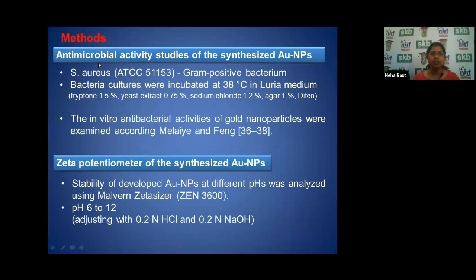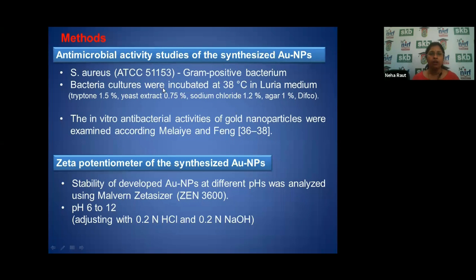Now the next is antimicrobial activity studies of synthesized gold nanoparticles. I have taken all the headings as such from the paper. In this antimicrobial study, the same points are mentioned here, the S. aureus with the 80cc strain.